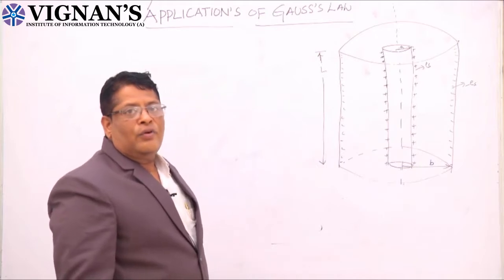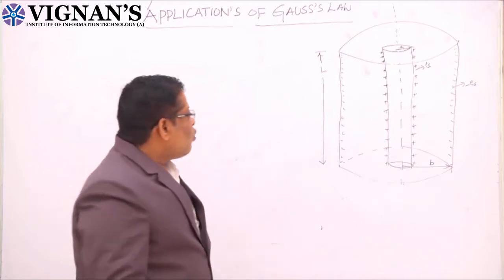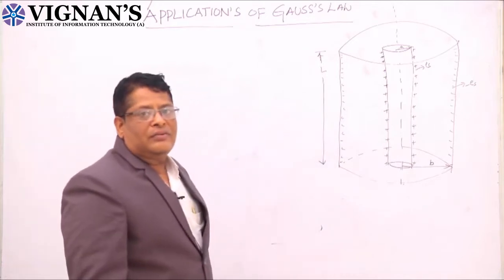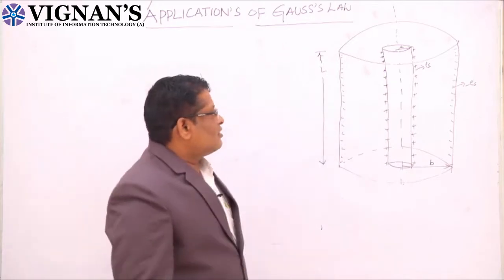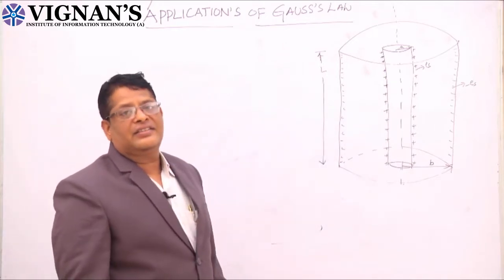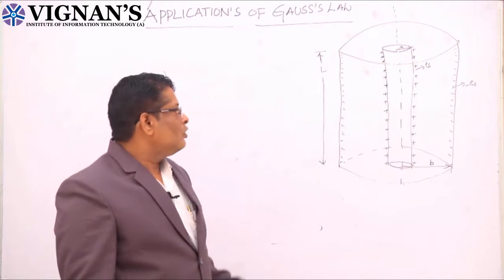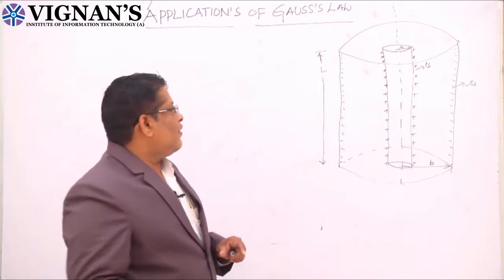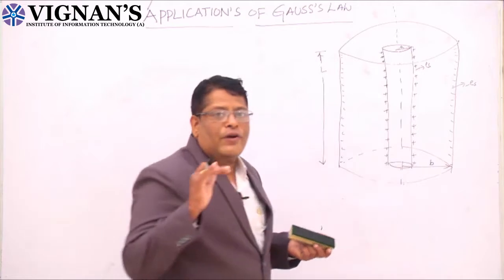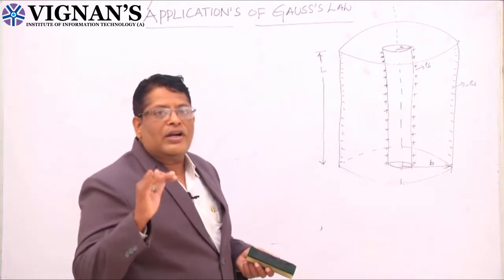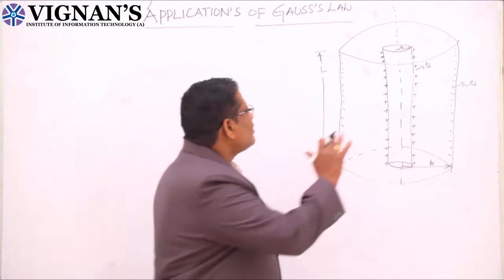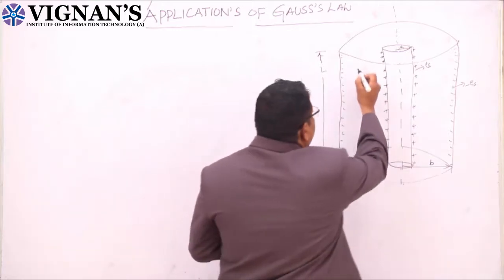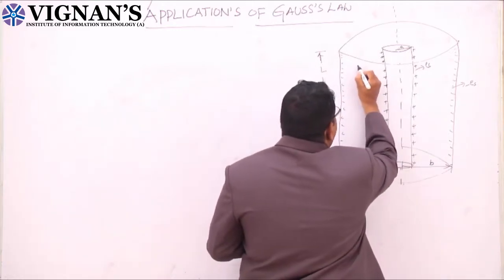Now we want to find the electric field intensity due to the coaxial cable. We are assuming that this coaxial cable is placed at the origin along the z-axis. Now take the Gaussian surface. We want to find the electric field intensity inside of the cable, at this point.